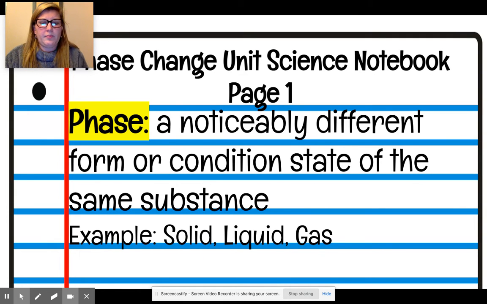So on page 1 of your phase change unit notebook, you're going to have the word, the definition, and a picture that will help you remember what the word phase means, as well as, in the other section, examples and non-examples. And it looked like maybe 20% of us needed some help with that. For today's lesson, in the next section, I'll give you pictures of my science notebook so that you can make sure yours looks set up for success for this unit.